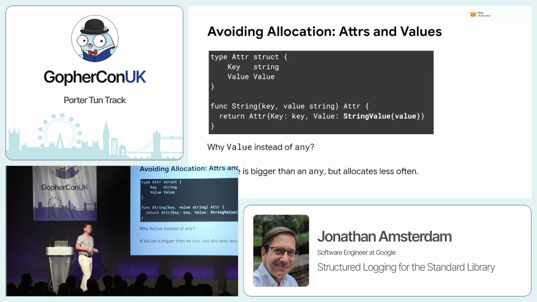Last but not least, I promised to tell you how values work. So an attr, remember, is a string and a slog.value. And when you construct an attr with slog.string, for example, it calls that string value function to construct a value. So a value is like an any, an empty interface, but it's a little bit bigger, and that lets us get rid of allocations in some common cases. And I'll specifically talk about strings here.